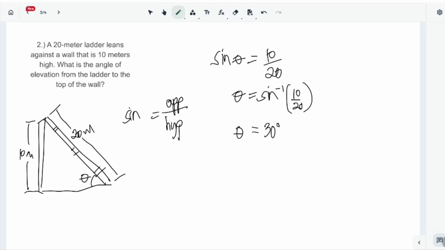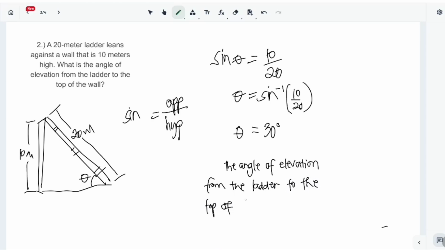Very good. Pero yung conclusion natin, the angle of elevation from the ladder to the top of the wall is 30 degrees. So that will be our final answer here.